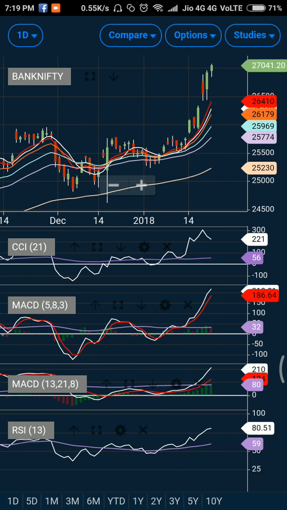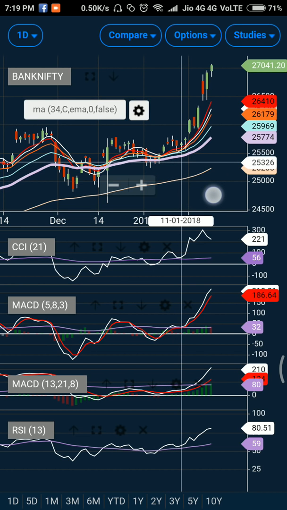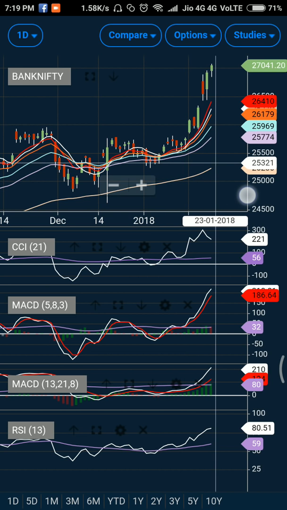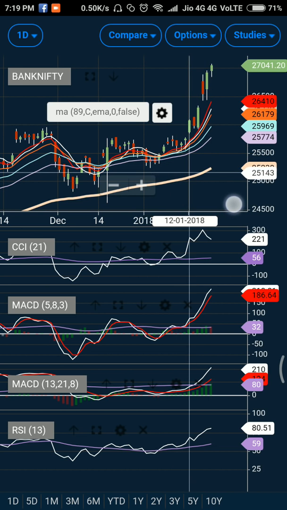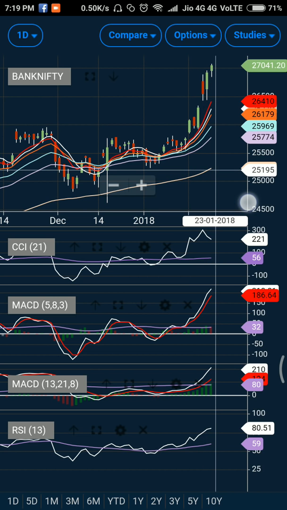But guys, be very careful. Market can anytime come down or change its way. I mean, we are expecting the market to go down till 11,000 for the Nifty and 27,200 for the Bank Nifty. But be very cautious. If you are not sure, make sure you don't trade.